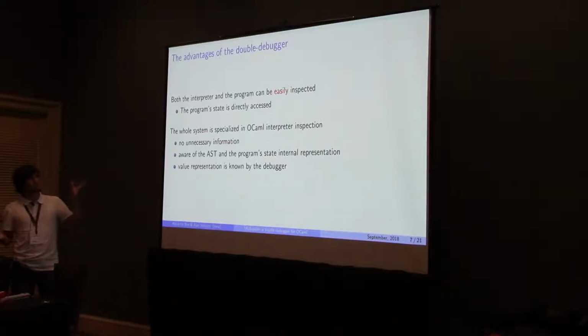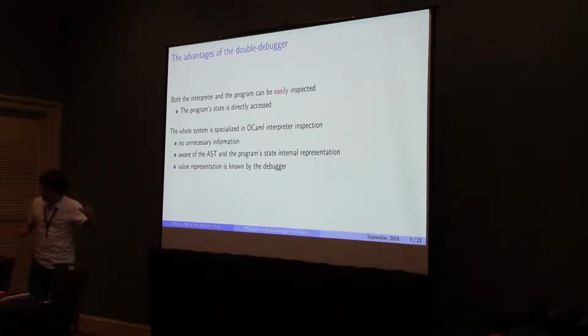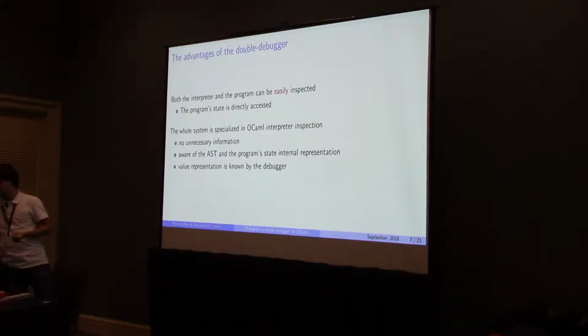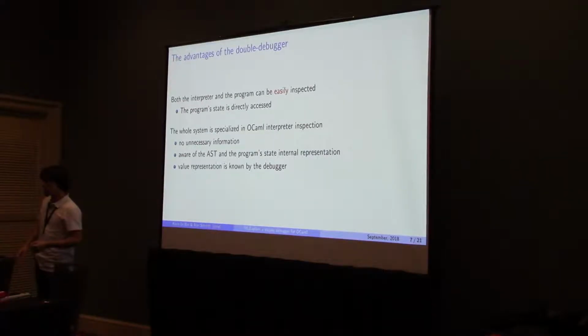Another advantage is that the system will be specialized to the inspection of the interpreter and the interpreted language, which means that you won't have unnecessary information that a classical debugger will give you because they are generalist. It will be aware of the AST and the program state's internal representation. That means that you will have even more precise information of what is happening. You can print it way better, and also the representation of the values is known by the debugger, so you will have the prettiest printing ever.